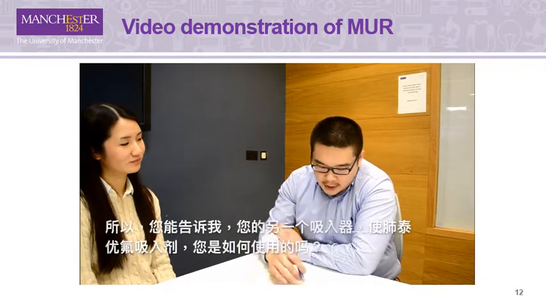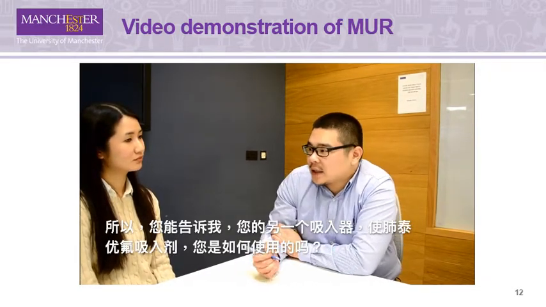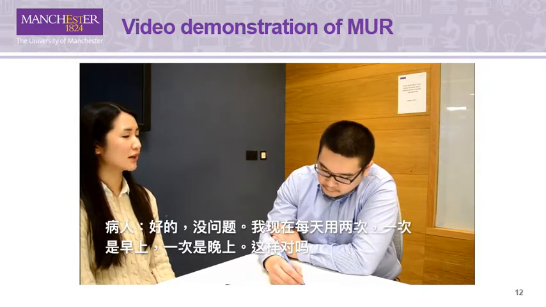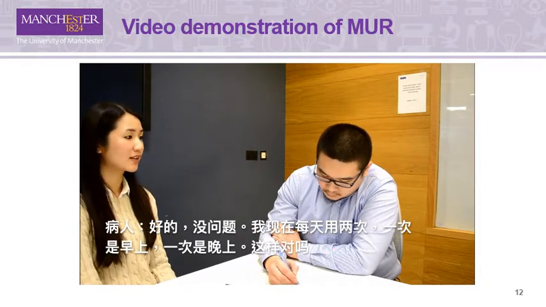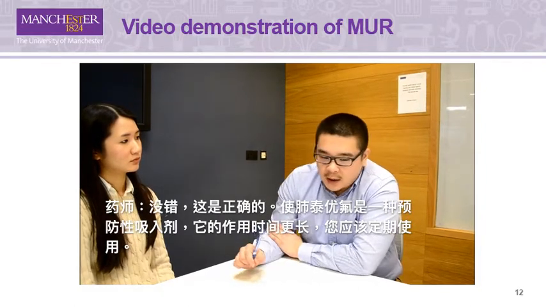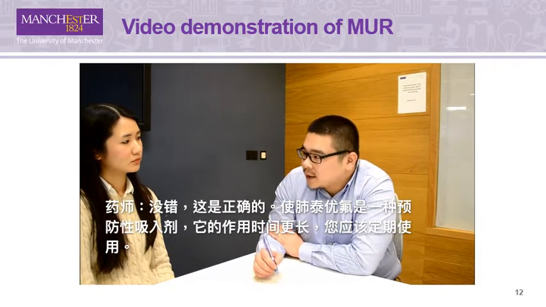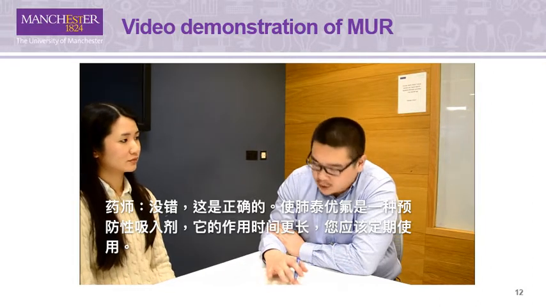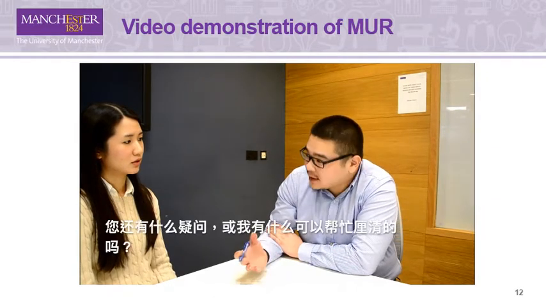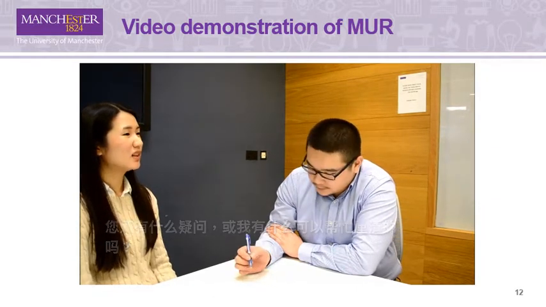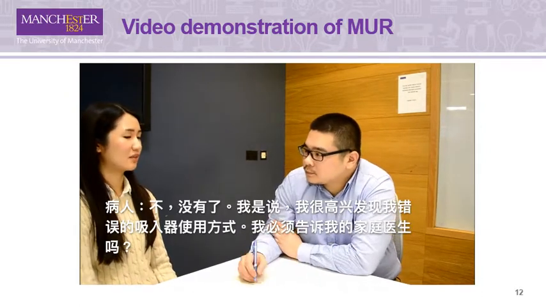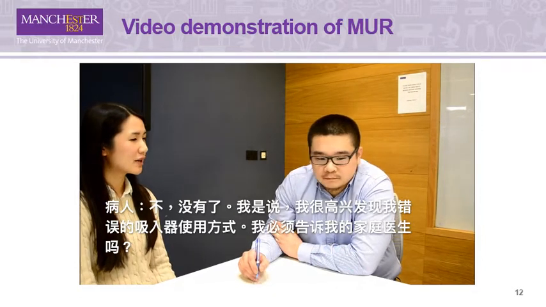So, tell me about your other inhaler, the Seretide. How are you getting on with that? Yeah, I think it's been okay. So I'm currently taking 2 puffs 2 times a day, so once in the morning and once at night. Is that correct? Yes, that is correct. The Seretide is a preventer inhaler. It's longer acting, and that's the one you should take on a regular basis. Right, I see. Is there anything else you'd like to ask or for me to clear up? No, not really. I'm just glad that I found out I was using my other inhaler in the wrong way. Do I have to tell my GP about that?